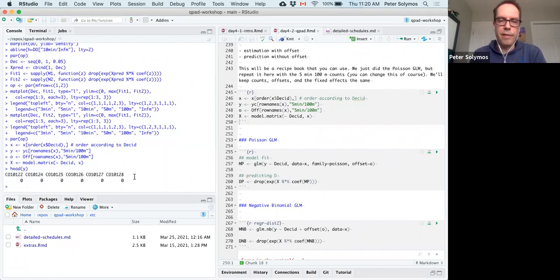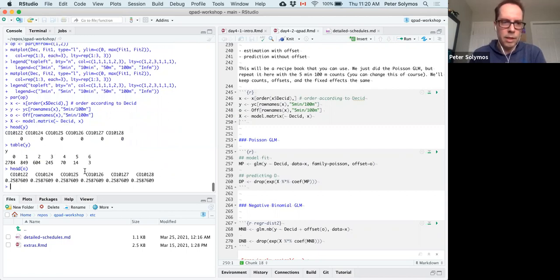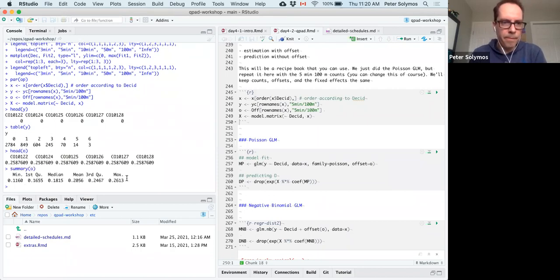So my Y is now a vector with a bunch of zeros at the beginning, but we have these counts up to 6. Now we have O, which is our offset. You see these numbers at the beginning are the same, but if I look at the summary, there's some variation, 0.11 to 0.26. So this is already on the log scale, and we are using 5-minute 100 meter for everything now. So you can pick a different one, but this is somewhere in between. It is not the highest possible count, so it's kind of the middle ground. I just picked it as a why not.